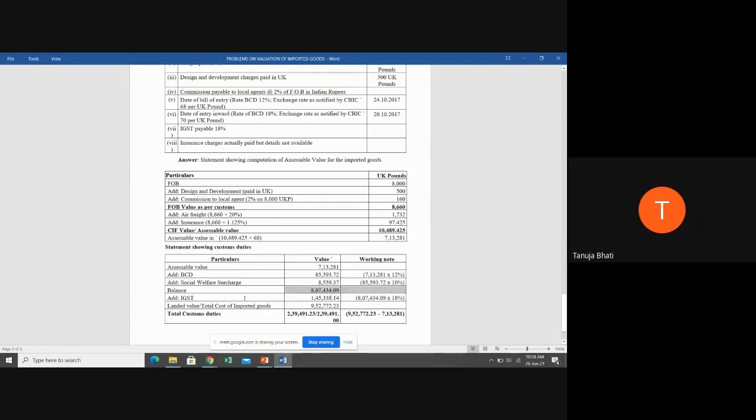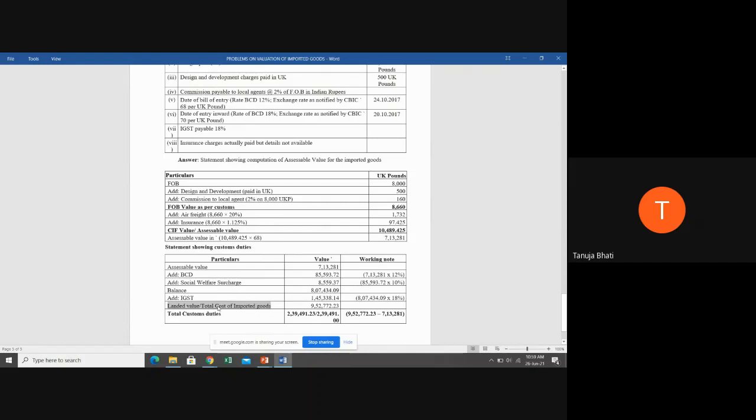8,07,434. Now you're going to calculate IGST. The rate will be given in the problem, 18%, and IGST is calculated on assessable value plus your BCD plus your social welfare charge. So when you are calculating 18% on this total 8,07,434, you get your IGST as 1,45,338. So what is the total cost of imported goods or landed value?